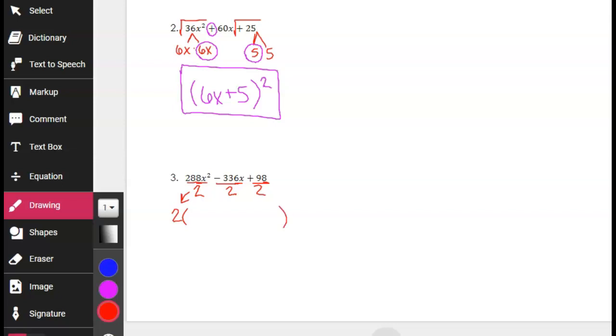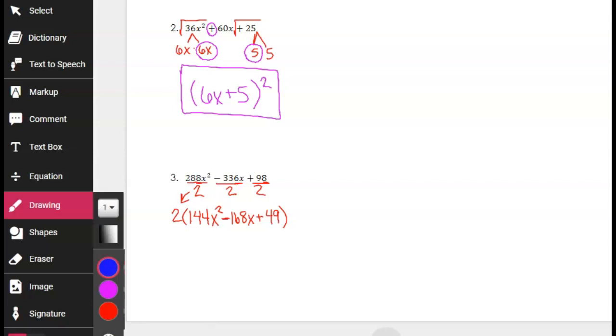So 288 divided by 2 is 144. That's looking good because you know that's a perfect square. Negative 336 divided by 2. Well, that's not as easy to do in my head, but if I typed it in, I would get negative 168x. And then 98 divided by 2 is 49, which is also looking good because 49 is a perfect square.